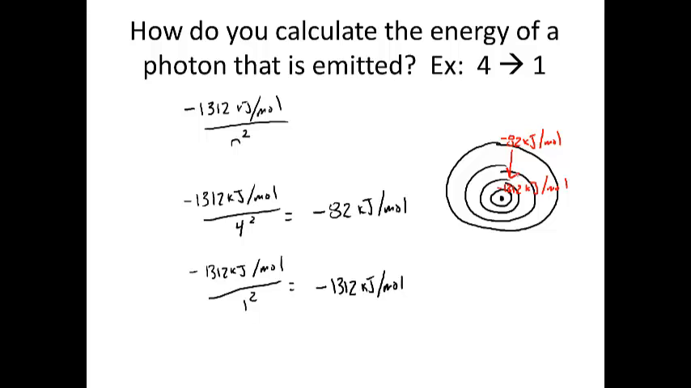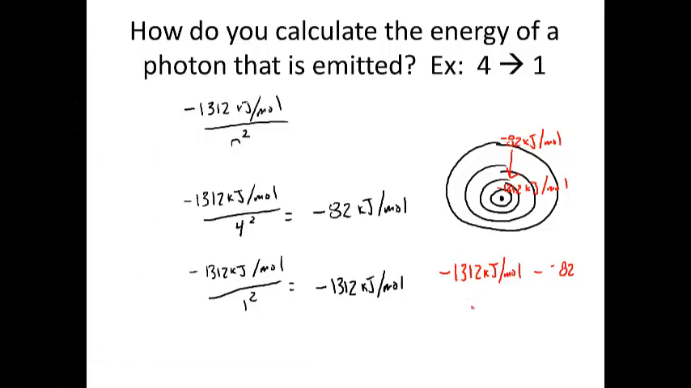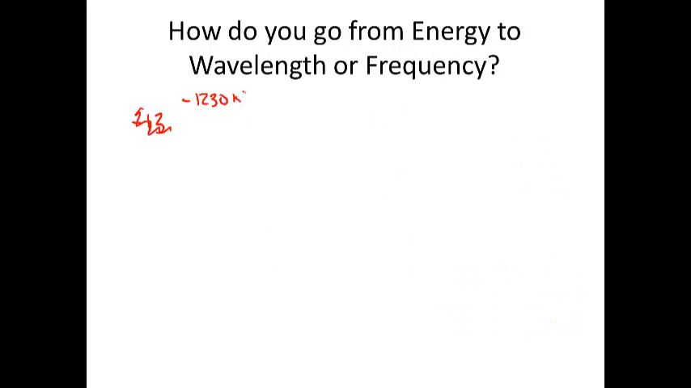When the electron moves from one to the next, you notice that it's a difference in energy. So what we want to do is take negative 1312 kilojoules per mole, and subtract the negative 82. Now I get an answer that makes sense. It's an answer that's somewhere in between, so negative 1230. So negative 1230 kilojoules per mole is how I answer this question here. How do you calculate the energy of the photon that is emitted? Okay. Negative 1230 kilojoules per mole was the amount of energy on that last problem.